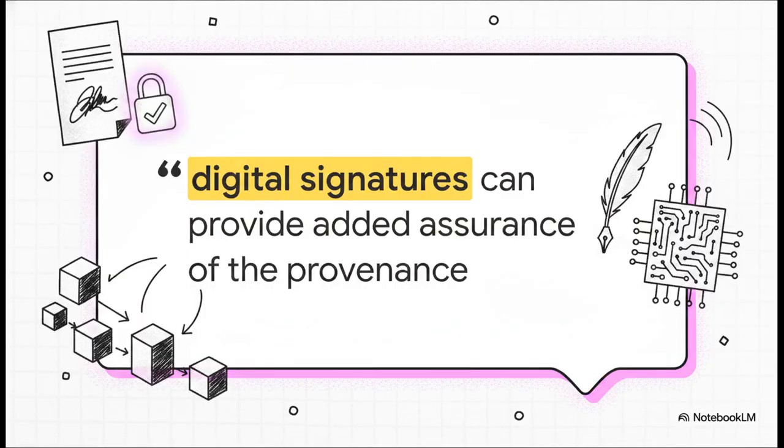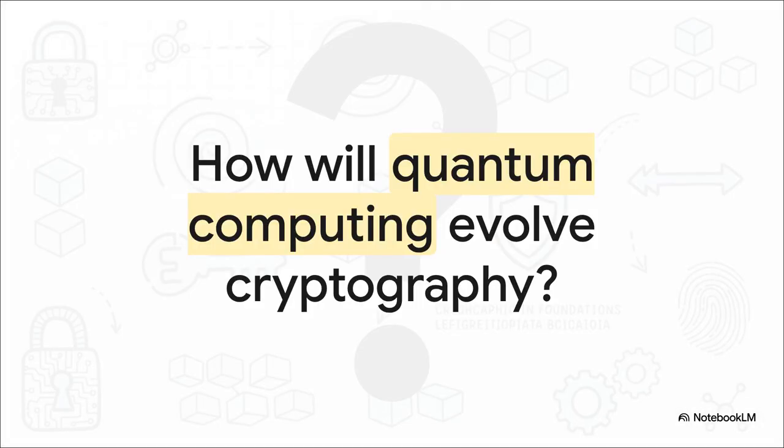To connect all this abstract math back to reality for a second, consider this quote. "As organizations move away from paper documents with ink signatures, digital signatures can provide added assurance of the provenance, identity, and status of an electronic document and can also be used to acknowledge informed consent." We are experiencing a massive shift away from pen and paper contracts right now, and these cryptographic algorithms are essentially our new ink. So I'm going to leave you with this final provocative thought.